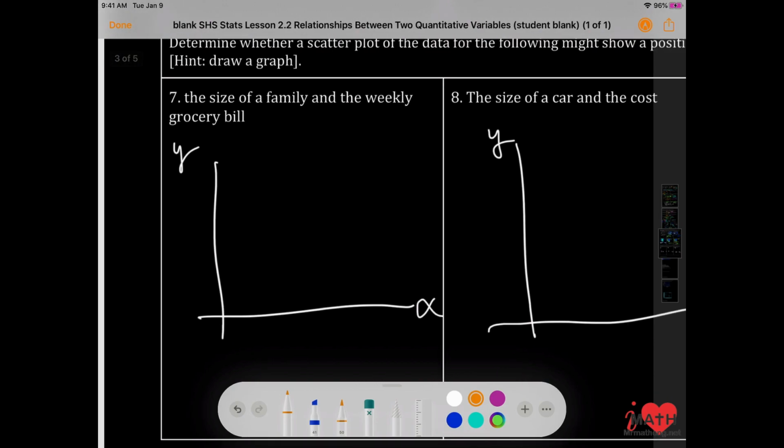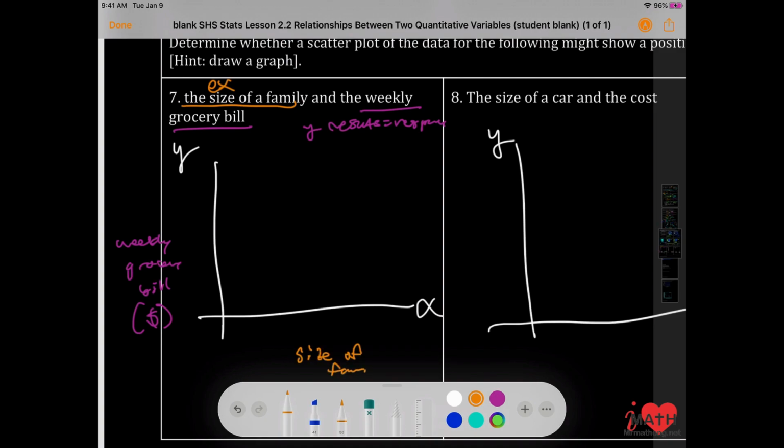This makes sense, right? I have a big family. So what's my result? My result is my grocery bill. Results is the response, which is the y. So weekly grocery bill. Doesn't tell us, but measured in dollars, right? And then what is my explanatory? My explanatory is how big my family is, right? Size of family. You don't need to fill all this out, but the goal is that you can get a conceptual idea of what's happening, right?